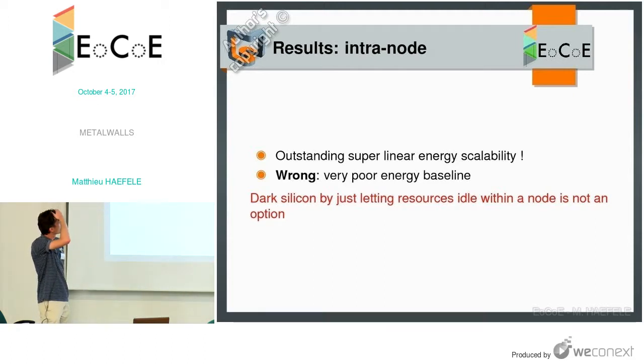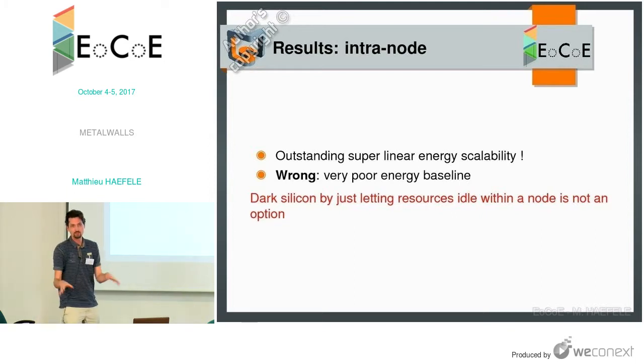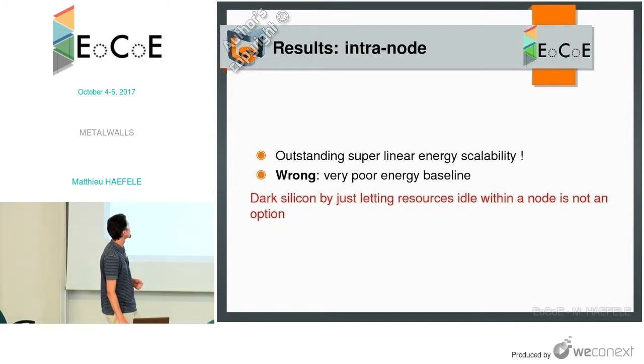The thing is that with dark silicon, meaning I don't use some part of the node in order to save energy, if you just don't deploy threads there, it's not enough. Basically, you are still burning a lot of energy. So letting resources idle within a node makes no sense from an energy point of view. That's the bottom line of intra-node scalability here.